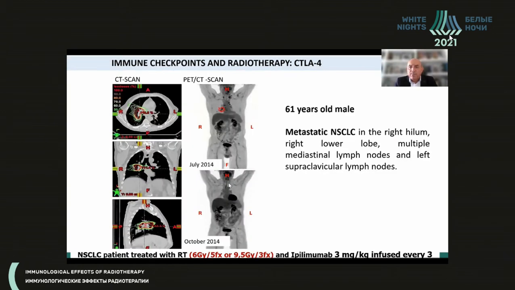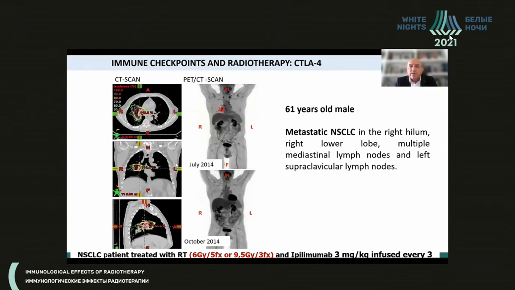Here you have another example, in this case a 61-year-old male with chemorefractory metastatic non-small cell lung cancer with multiple mediastinal lymph nodes and supraclavicular lymph nodes. He was enrolled on a prospective trial of concurrent radiotherapy and ipilimumab and treated with SBRT. In this case, this was treated with 30 grays in 5 consecutive fractions to the right ileum.